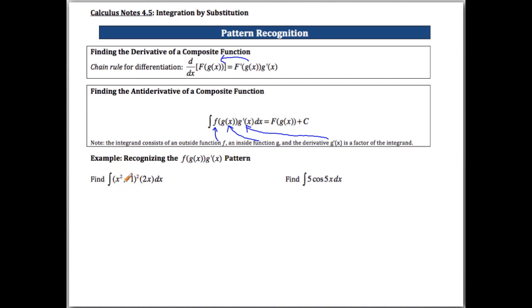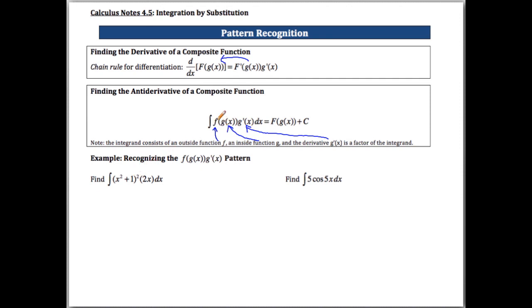When you look at this integral, we have x squared plus 1 squared times 2x dx. So we have a multiplication right here, and we really haven't learned how to deal with that. One thing we could do is we could actually square this and then distribute the 2x to everything, and we could find the integral that way. But we're going to try to take a little bit of a shortcut.